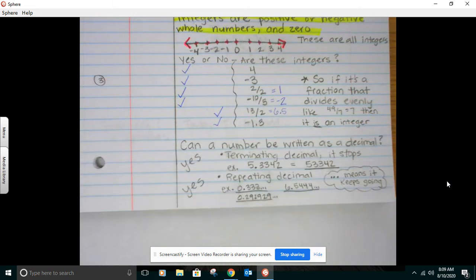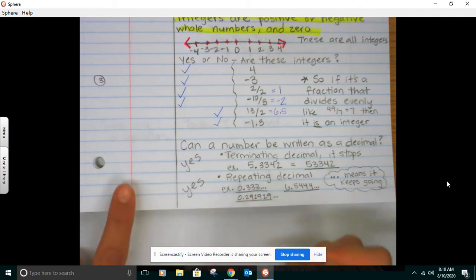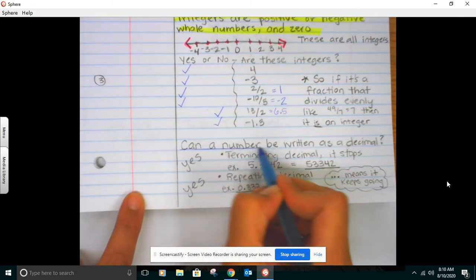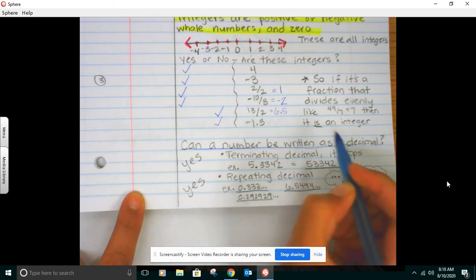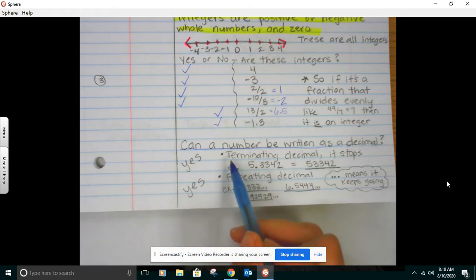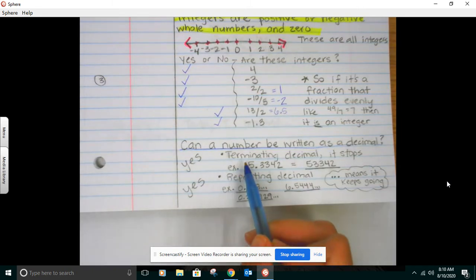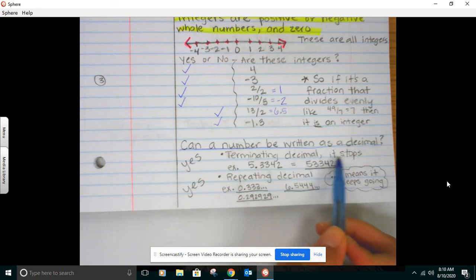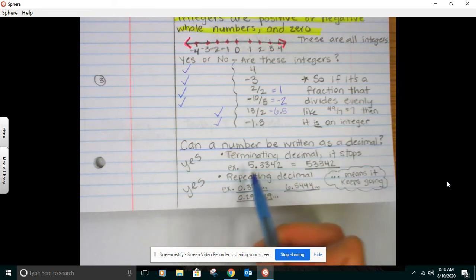Okay, so write this down, and I'll just start going through it. Pause whenever you need to. So this is the next part. Can a number be written as a decimal? You're going to have some questions in ALEKS about this. If the number is a terminating decimal, that means it stops. It does not have the dot, dot, dot after the last digit.